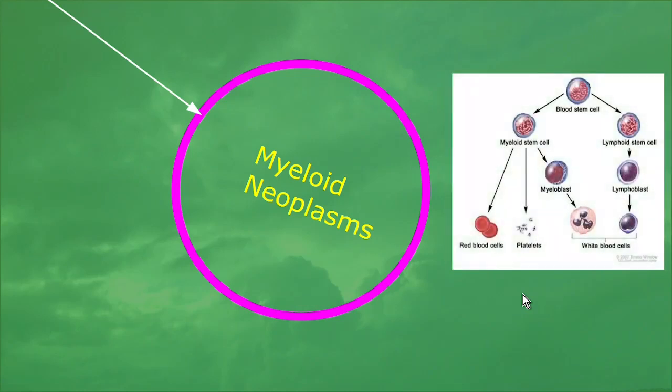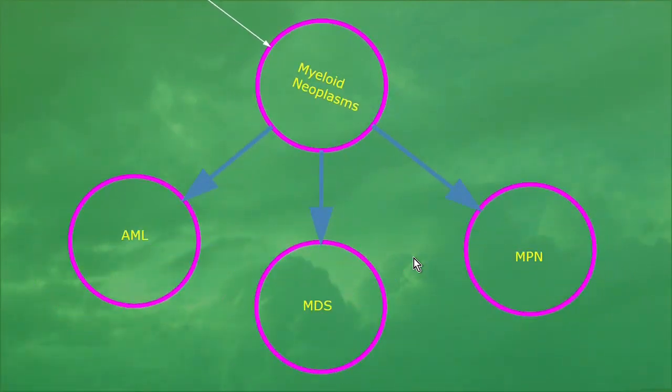I hope you've not forgotten why they were called myeloid and lymphoid neoplasms in the first place. The stem cells can give rise to myeloid or lymphoid series. From myeloid series, everything except lymphocytes are formed. So, myeloid neoplasms can be broadly categorized into AML or acute myeloid leukemia, MDS or myelodysplastic syndromes, and MPN, myeloproliferative neoplasms. AML is basically proliferation of blasts, myeloblasts in the bone marrow, spilling into the blood.